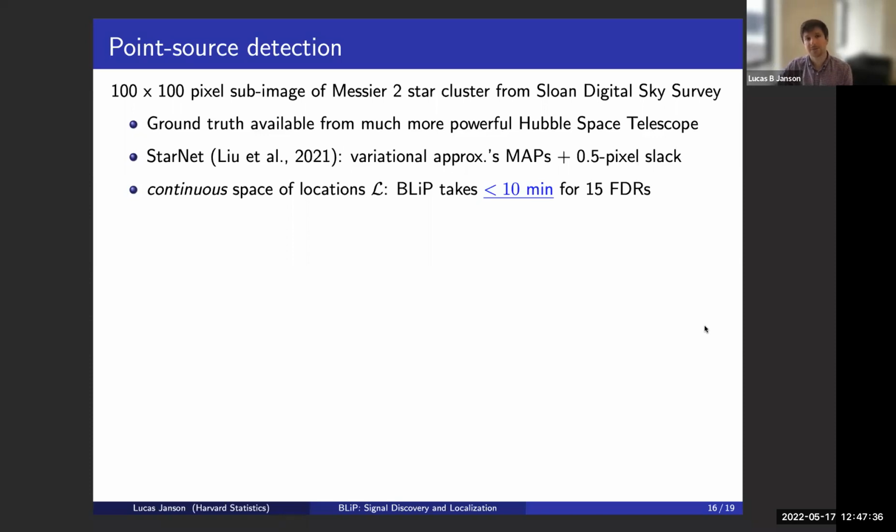Here is a continuous space of locations, L, which I didn't really tell you how we addressed, but Asher came up with a clever way to turn that into a finite thing. Basically, you use the fact that there's only finitely many G, even though there's infinitely many L. And so you actually don't need infinitely many constraints to represent the disjointness constraint. You can do it with finitely many of them. And we ran this for 15 different nominal FDR levels, and it took 10 minutes total to run all 15 of them. So less than a minute for each FDR level.